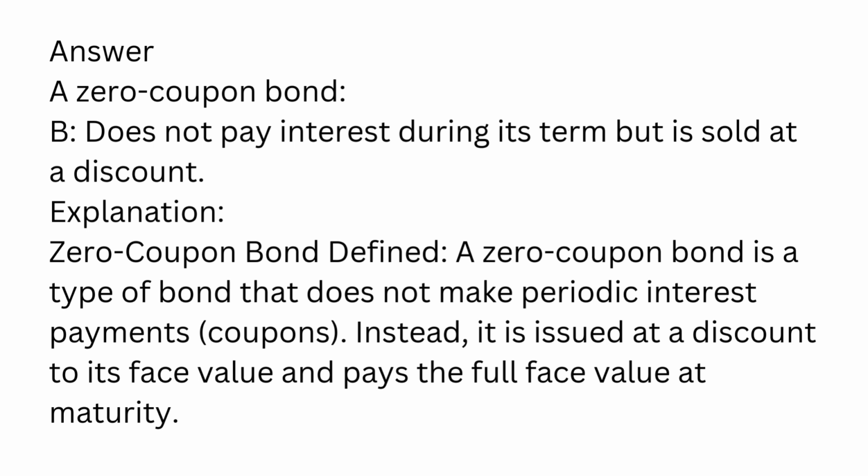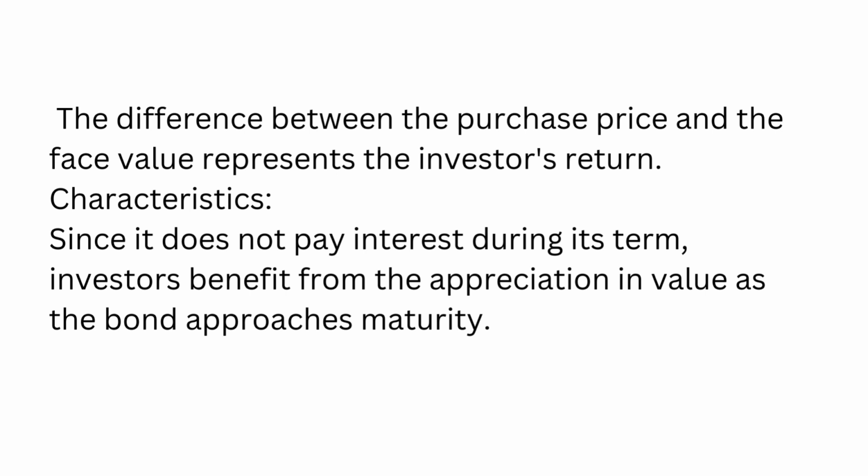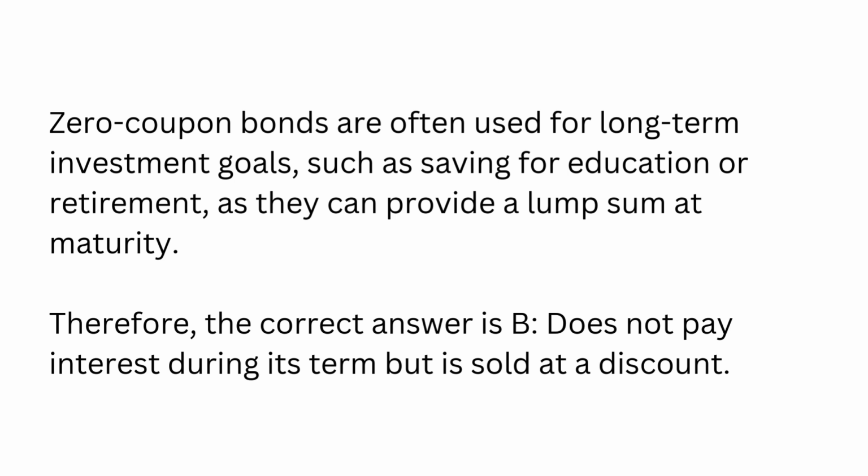A zero-coupon bond is a type of bond that does not make periodic interest payments, or coupons. Instead, it is issued at a discount to its face value and pays the full face value at maturity. The difference between the purchase price and the face value represents the investor's return. Characteristics: Since it does not pay interest during its term, investors benefit from the appreciation in value as the bond approaches maturity. Zero-coupon bonds are often used for long-term investment goals, such as saving for education or retirement, as they can provide a lump sum at maturity. Therefore, the correct answer is B, does not pay interest during its term but is sold at a discount.